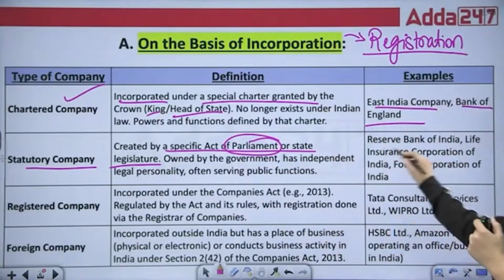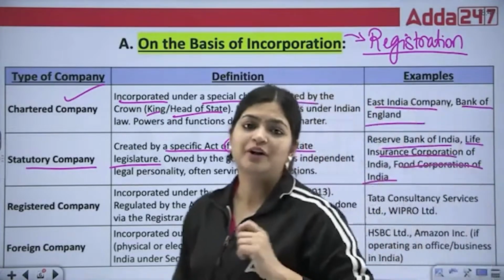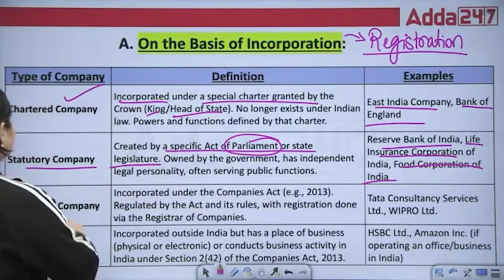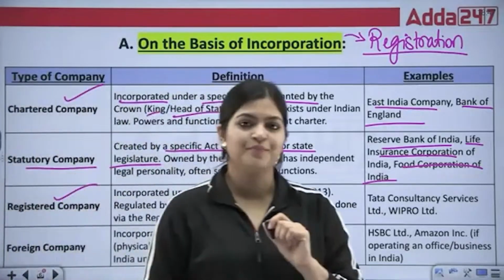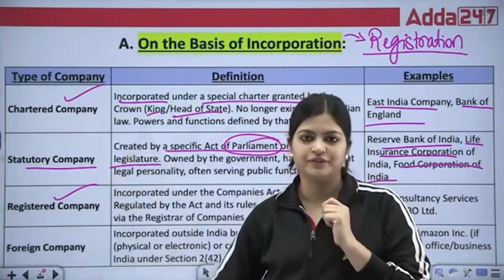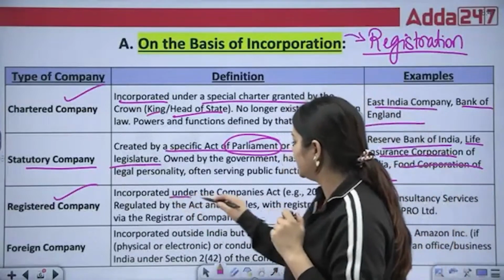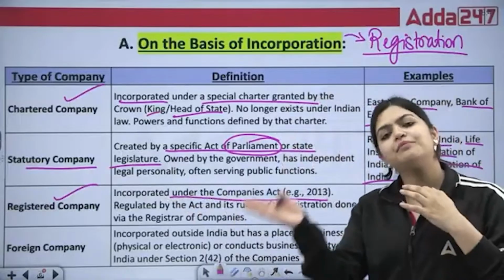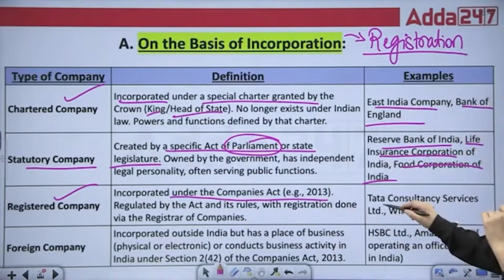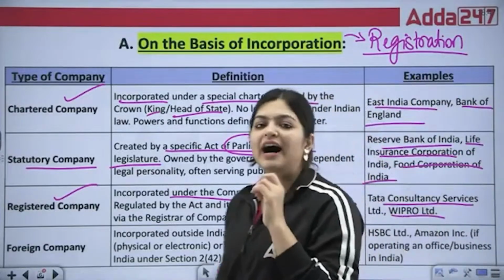Now, you can see like RBI, Life Insurance, Food Corporation of India. So, all these are started because of some special act of your parliament or state legislature. Then next, we have registered companies. Company's definition, remember that we have seen in the very first point. So that is again registered company. So if you are incorporated under Companies Act 2013 or any previous act, you are going to be considered as registered companies like Tata Consultancy, Wipro Limited. Now remember, all these examples are from your IIBF book.